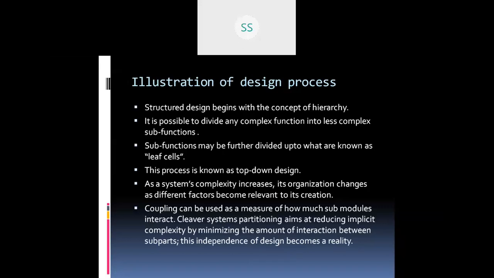In clever partitioning, we are reducing the complexity by minimizing what? The interdependency between the submodules. When there is no dependency between the submodules, they can be individually handled and individually designed. That should be decided by looking at the main function: how to divide it into subfunctions or the leaf cells.